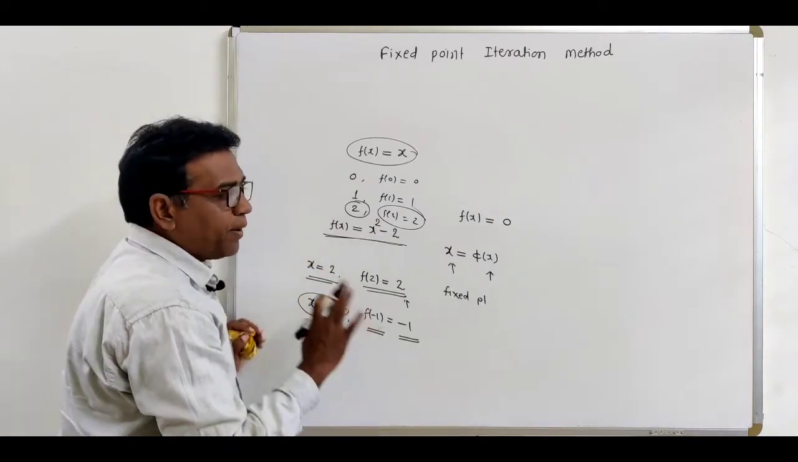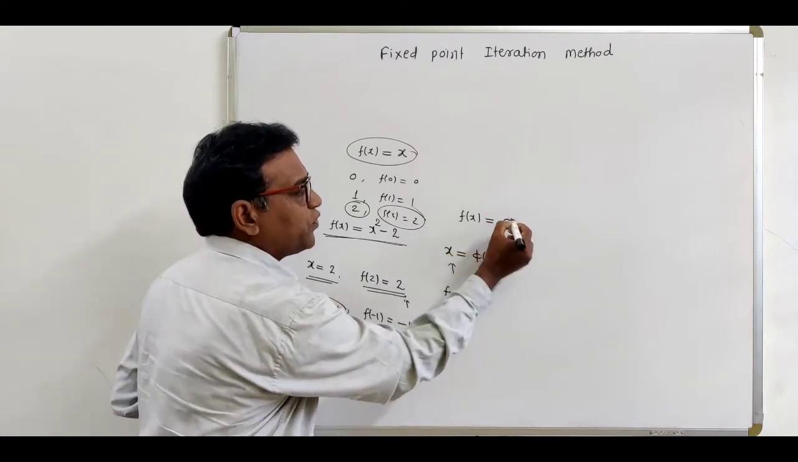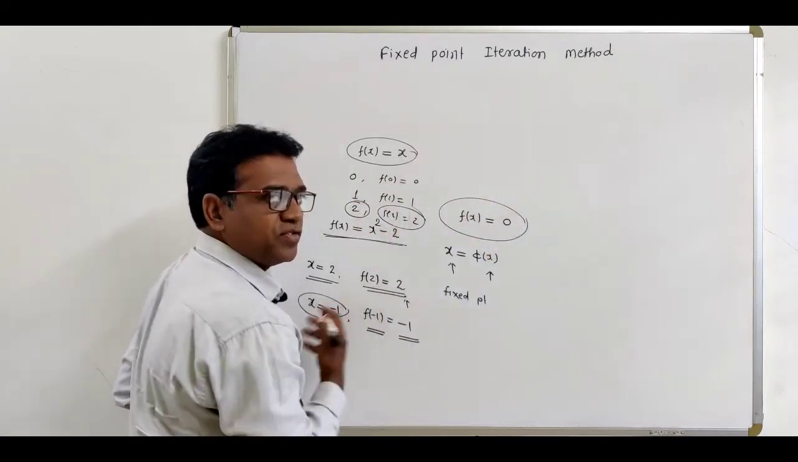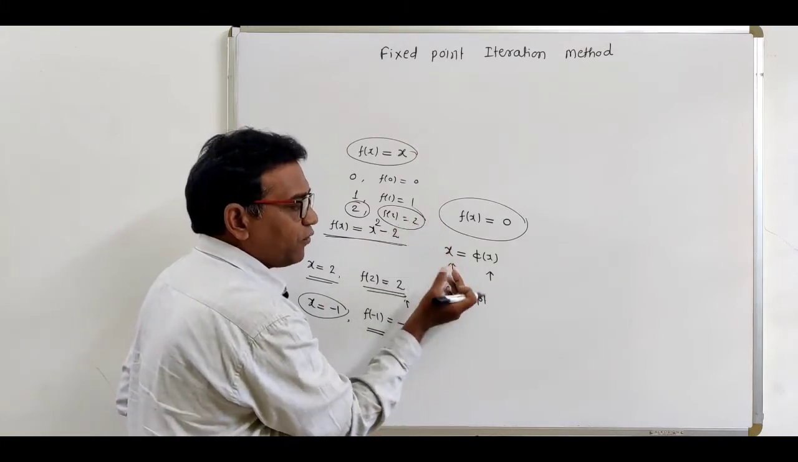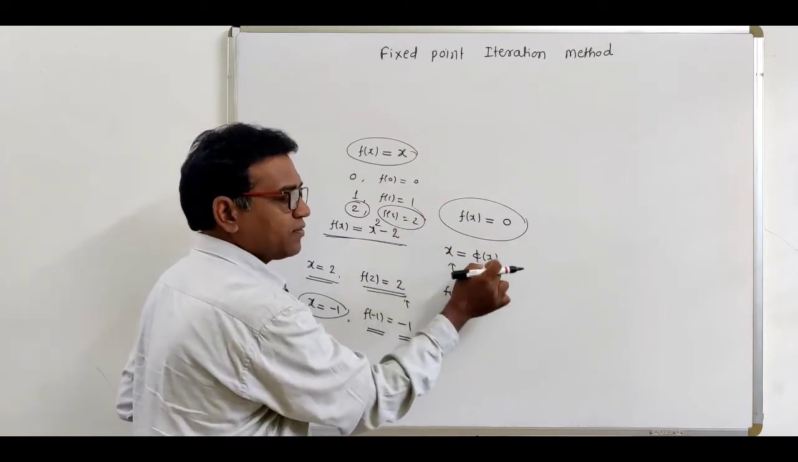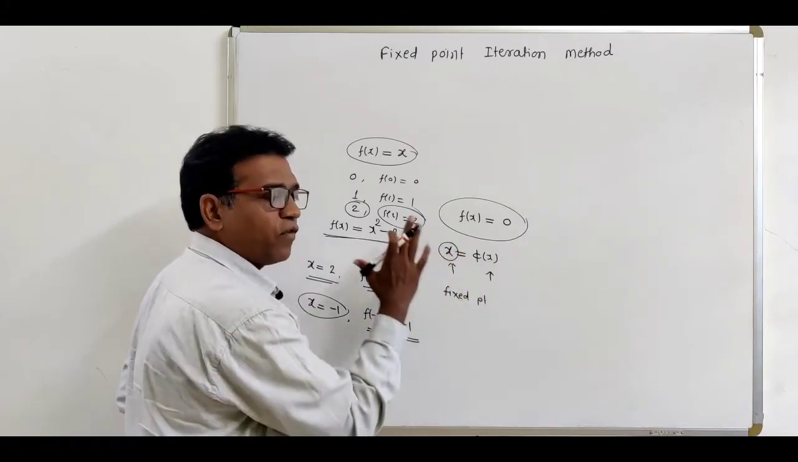So first of all, remember the definition of fixed point. What is the definition? Suppose we have the function f(x) equal to 0, and we express this function in the form x equal to phi of x. Then this point x is called the fixed point for that function.